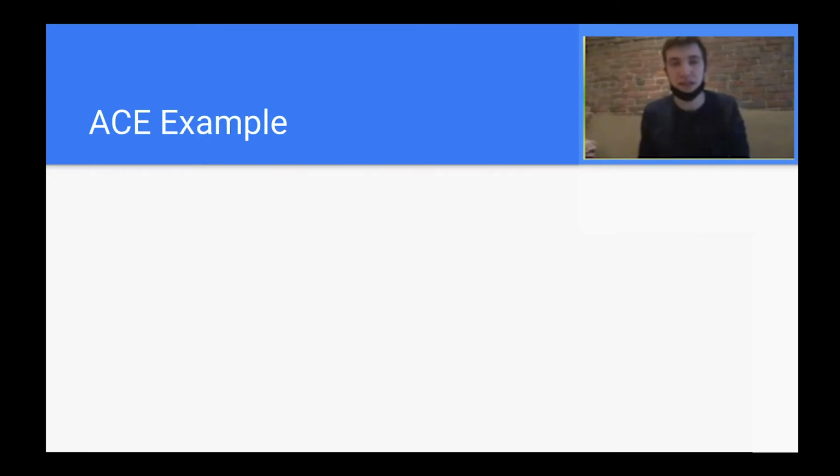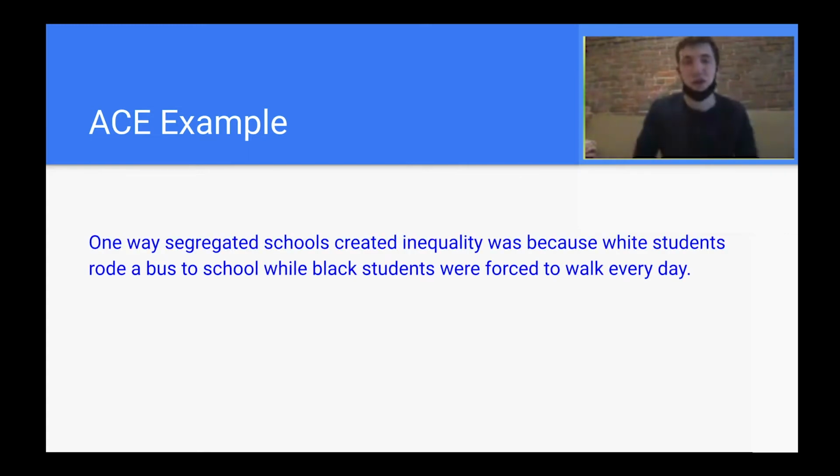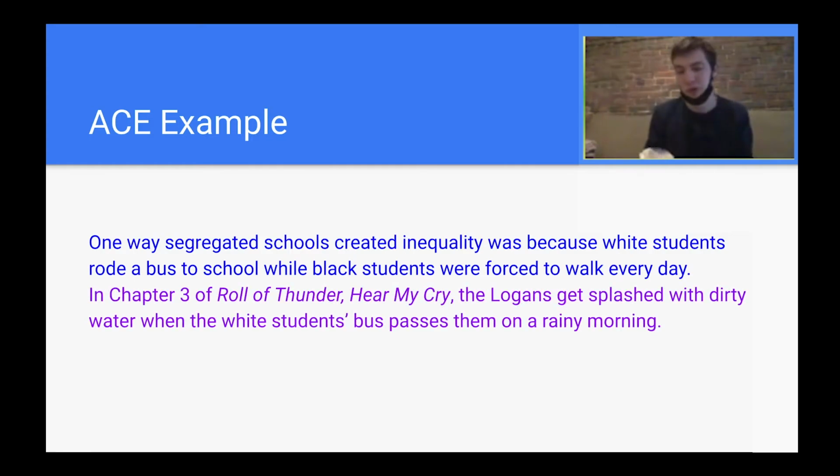So let's look at an example again from our sample essay about school segregation. If I wanted to answer directly a question about school segregation, I could say, one way that segregated schools created inequality was because white students rode a bus to school while Black students were forced to walk every day. That is a general answer that answers the question, and it connects, as we know, to several moments in our story. So I'm going to pick one of those moments.